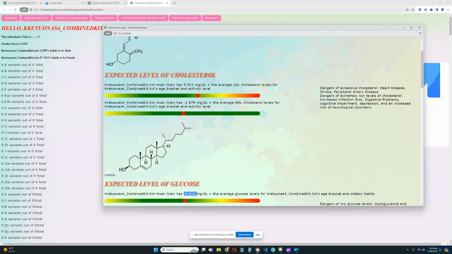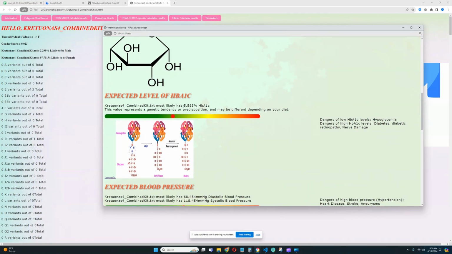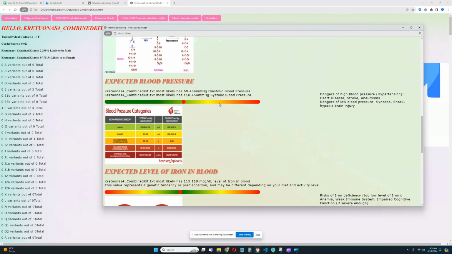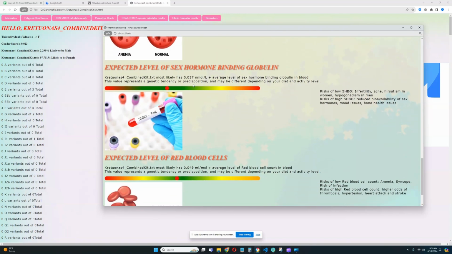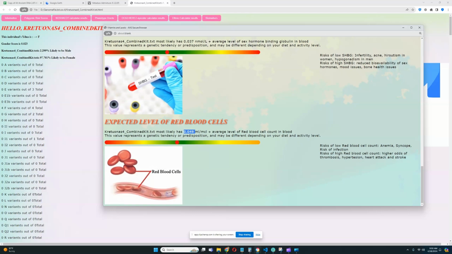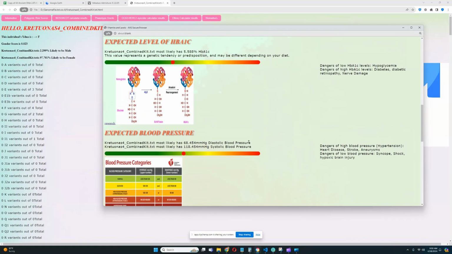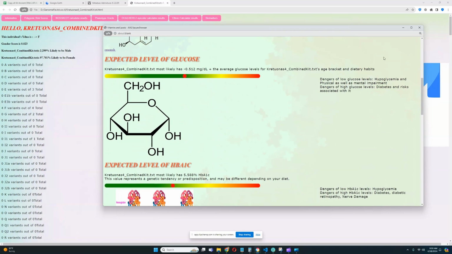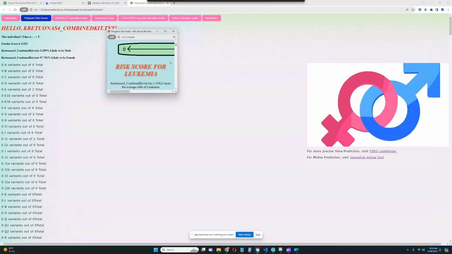So there's a predisposition to problems with lipid levels in this case. For hemoglobin, she's got a predisposition to high level of hemoglobin. For blood pressure, below average blood pressure, really, really good to see. Below average level of iron in blood, really good to see. No hemochromatosis. Average level of sex hormone binding globulin, really good to see. Average level of red blood cell count, really good to see. So there's only the problem with lipid levels. And for that, I think we have to look at the APOB gene panel. Let's look at the polygenic risk scores real quick.